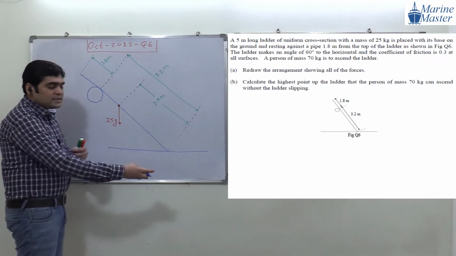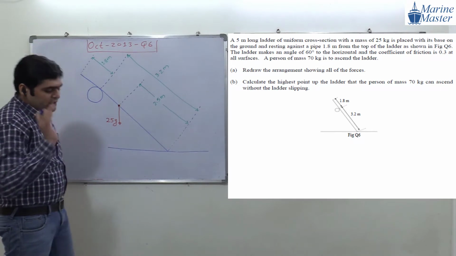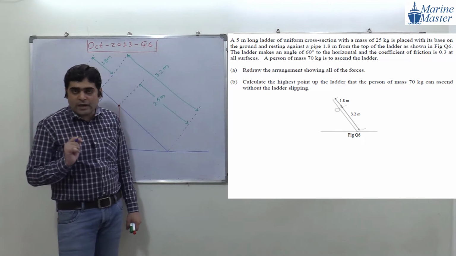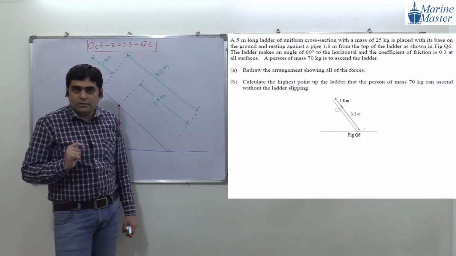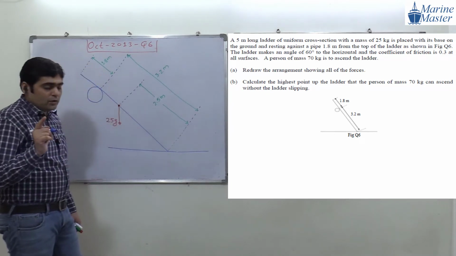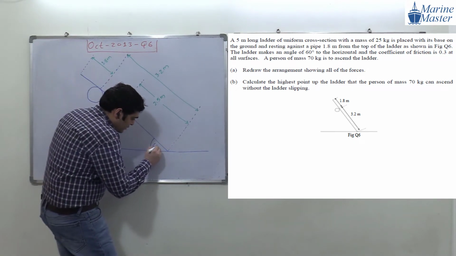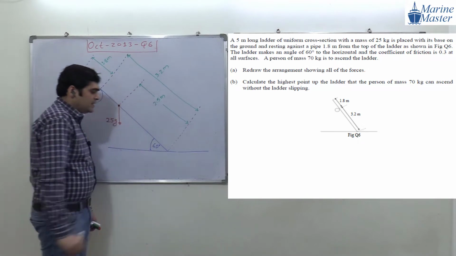So here, what have they given us? The angle between the ladder and the ground is how much in the question? Try to read the question. How much is the angle between the ladder and the ground? 60 degrees. So this angle will be 60 degree.